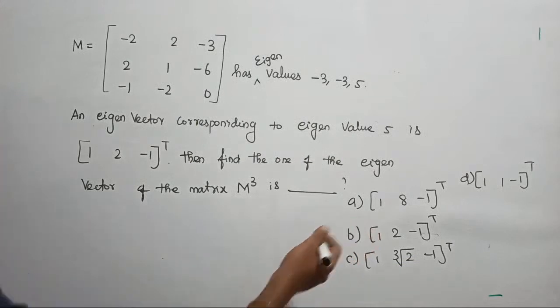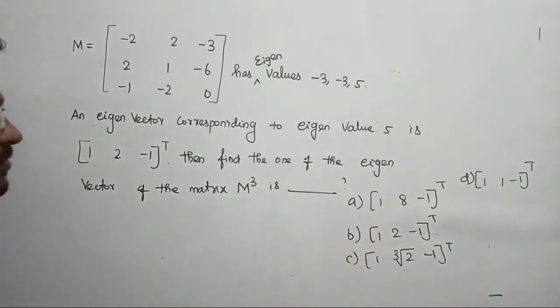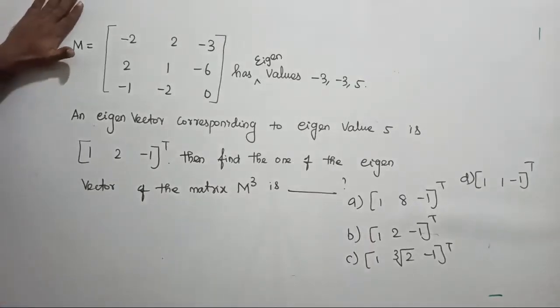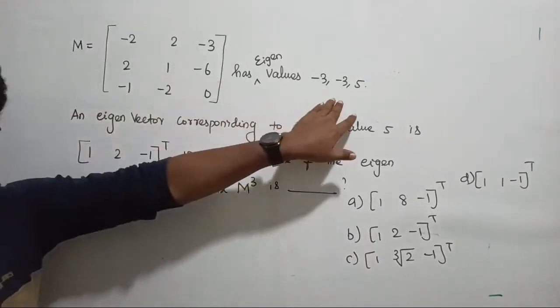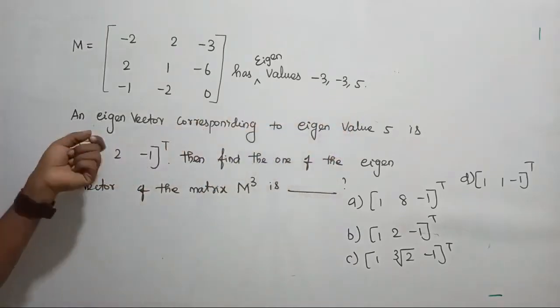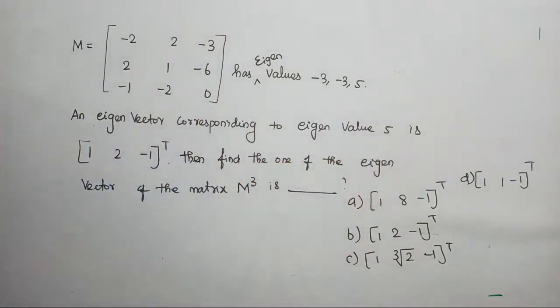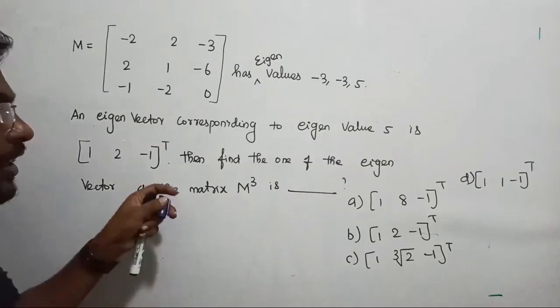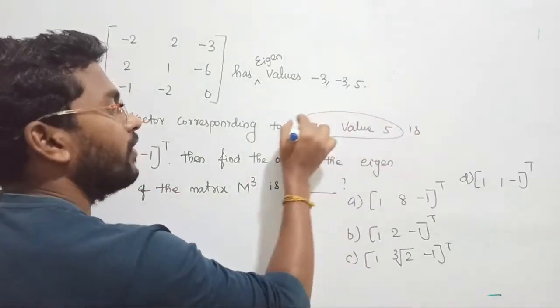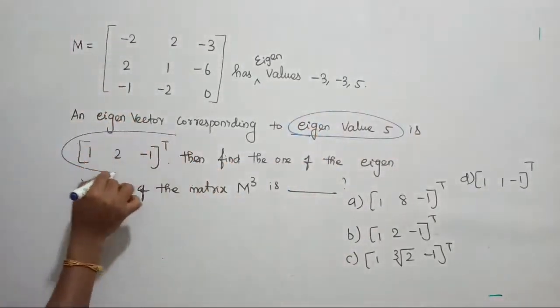Guys, can anyone please tell me the answer? I am just waiting for your answer, right? See, the question is what they are given. A 3 cross 3 matrix is given. Its correspondent eigenvalue is also given, right? And they said one of the eigenvalues among the 3 eigenvalues is eigenvalue 5. They chose only eigenvalue 5 and wrote the answer. For the eigenvalue 5, its correspondent eigenvector is this one.